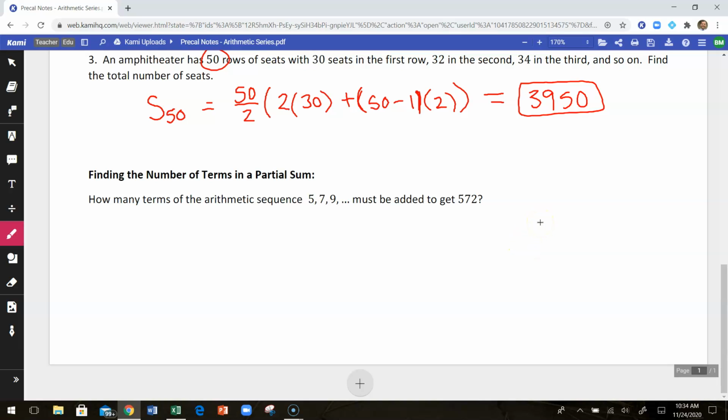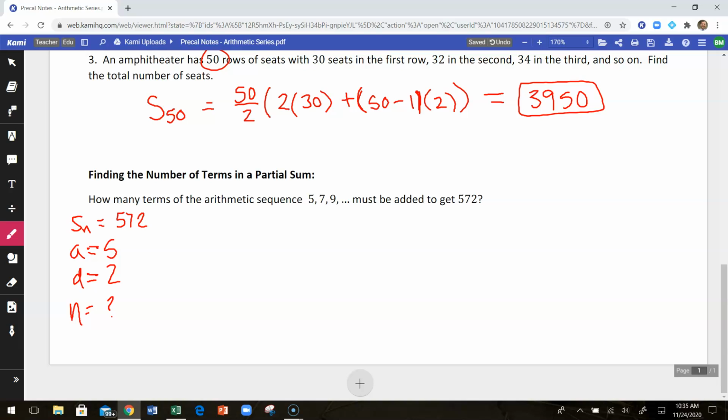So if we think about our formula, we actually know S of n. S of n is my sum of the first n terms. That's 572. I know A. A is my first term, which is 5. I know the common difference D. That is 2. What I don't know is how many terms there are. So that is what I have to find.